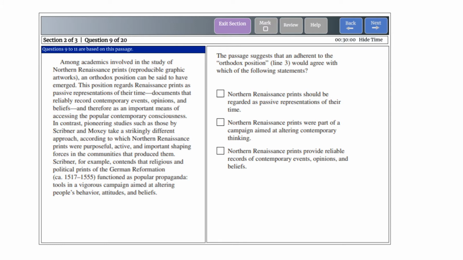B, Northern Renaissance prints were part of a campaign aimed at altering contemporary thinking? No, right? That's the new view. That's the contrast that Scribner and Moxie have taken up. So that one's wrong. And then C, Northern Renaissance prints provide reliable records of contemporary events, opinions, and beliefs. Again, that's almost just a restatement of precisely what has been described to us as the orthodox position. So it's going to be A and C here.